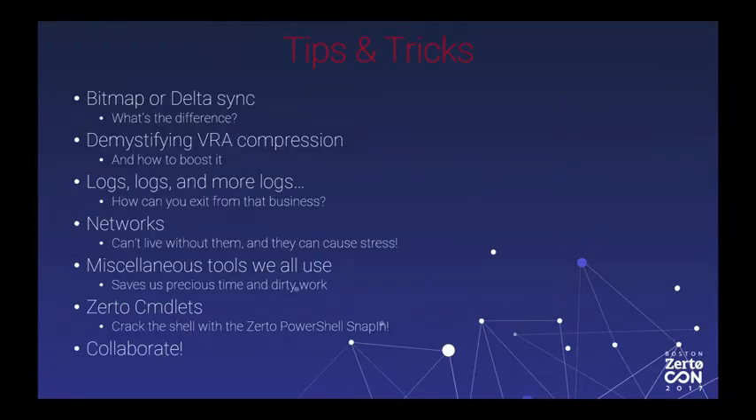So today we'll be talking a bit about bitmap and delta syncs, what their difference is, what they're all about. We're going to demystify VRA compression. What's it for? Why are we doing it? Can we make it faster? We're going to be talking about logs and all the pain that involves around logs, because we know as support, without logs, we don't really have anything. Networks, we can't live without them, and they can cause us some serious pain.